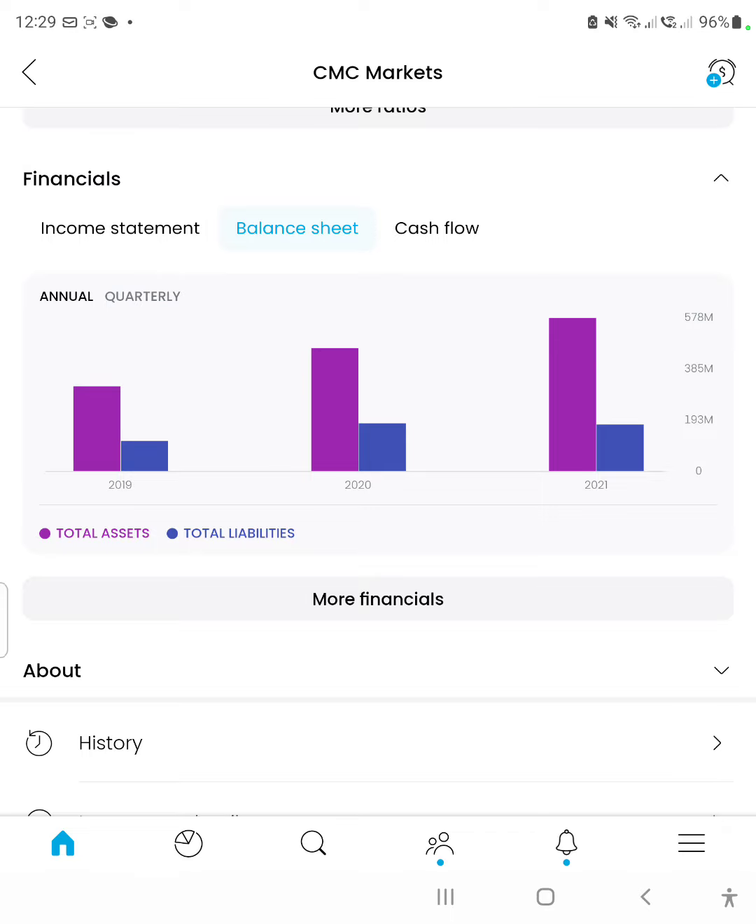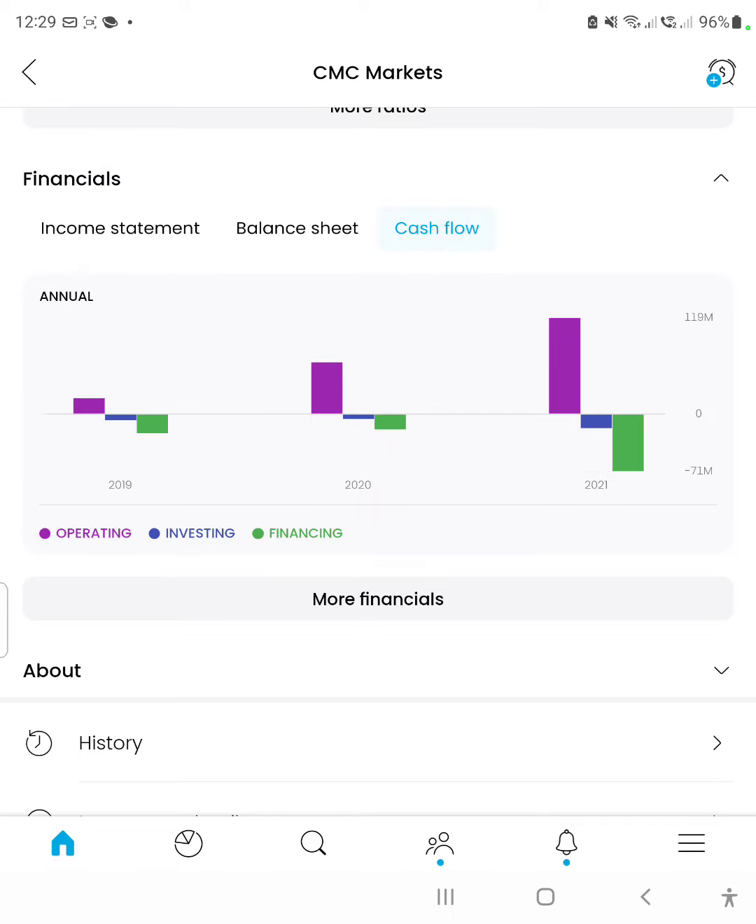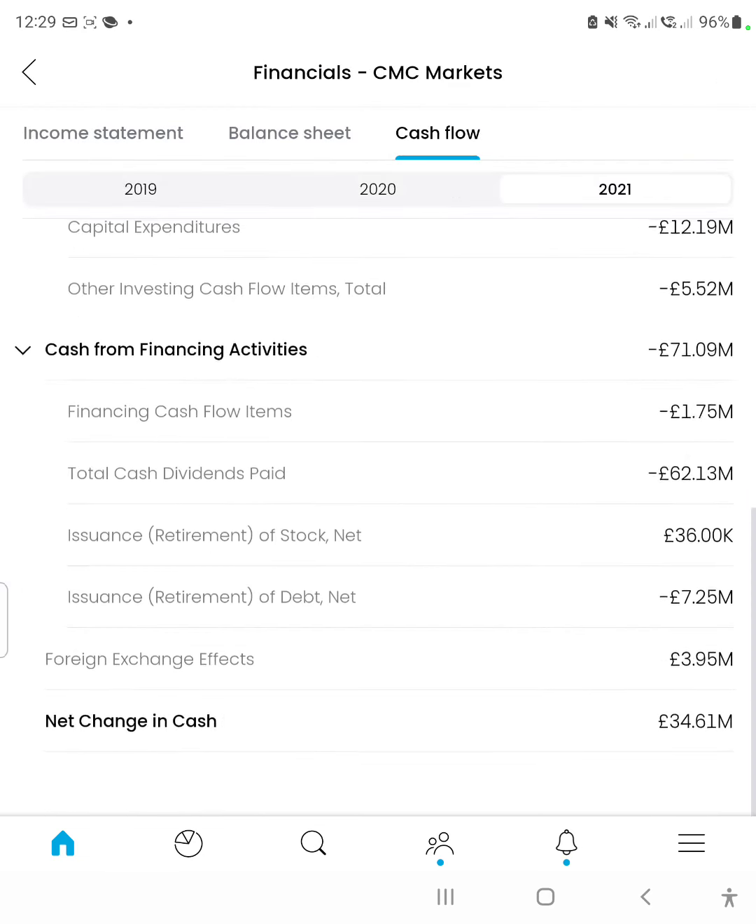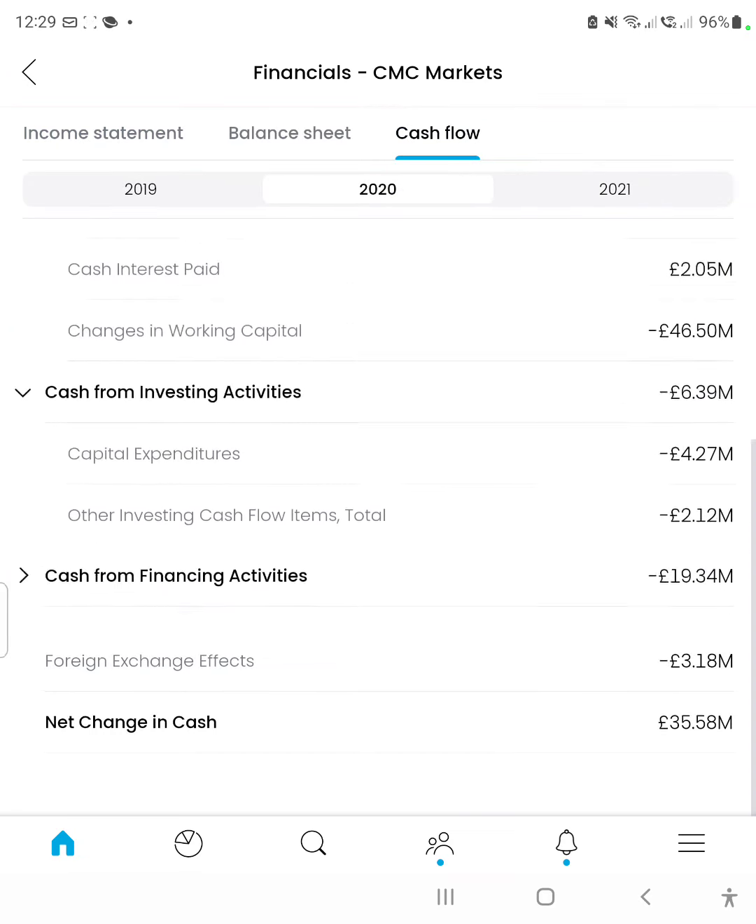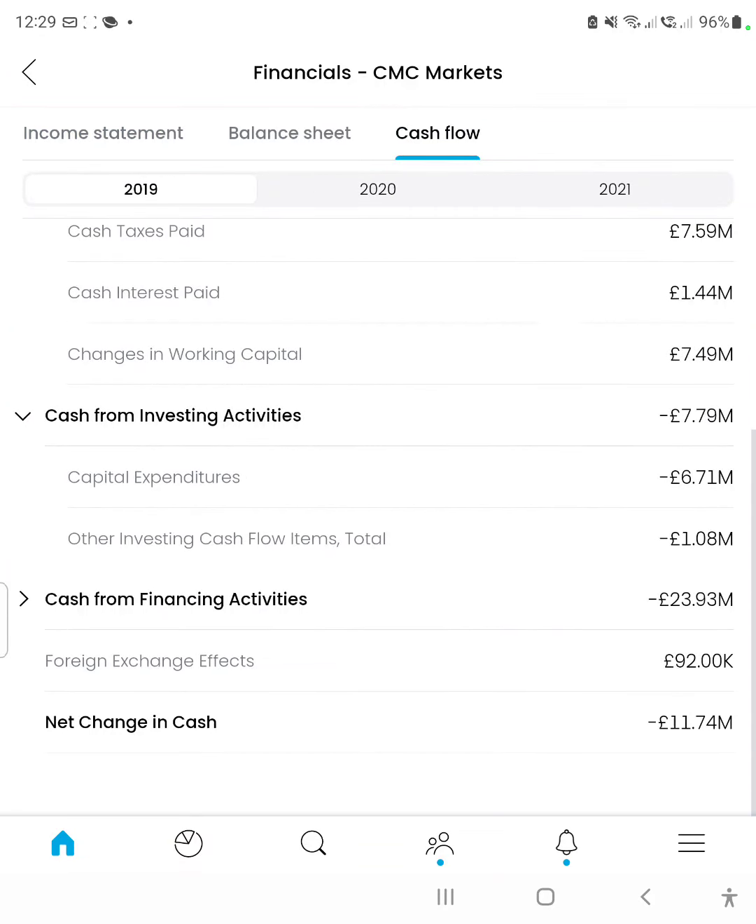So let's check the total. Yeah, the debt to asset ratio is really good. It's 193 million on average compared to about 600 million, so about 33%, a third. The cash flow statements suggest that the company has a net change in cash of 34 million in the 2021 financial year, 35 million in 2020, and negative 11 million. So on average about 50 million net change in cash in the past 3 years.